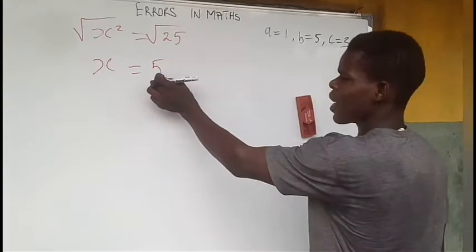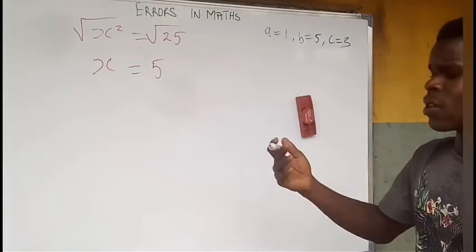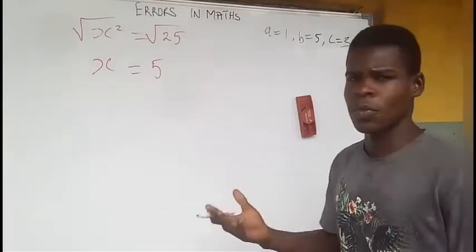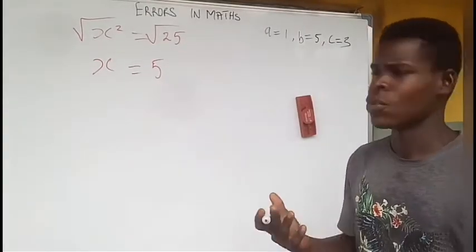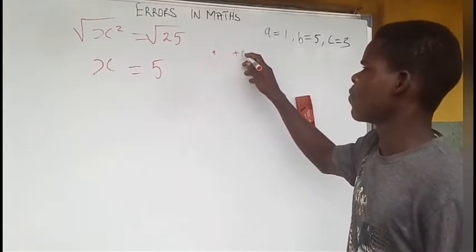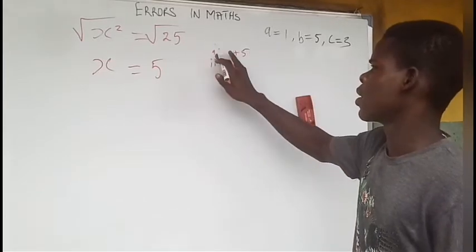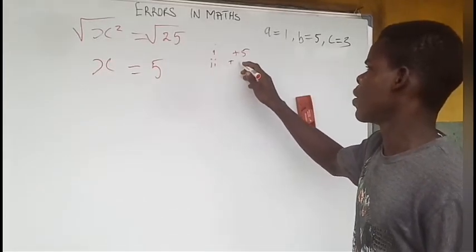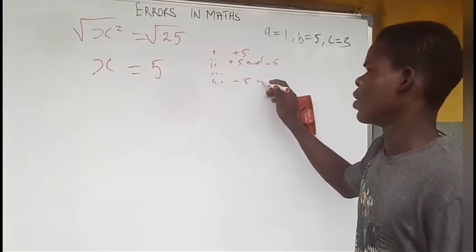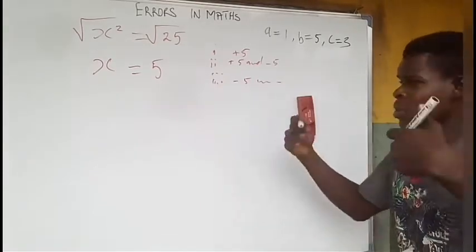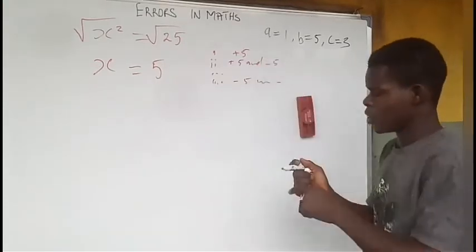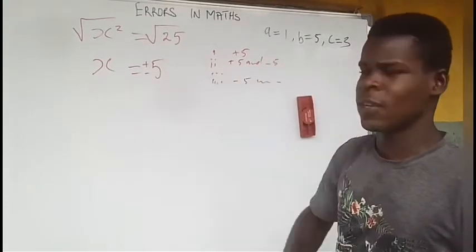But the question is, is it only 5? Okay? If you're solving, let's say, a multiple choice question, and you're given the options, and in the options you have: positive 5 only, positive 5 and negative 5, negative 5 only. Now, what do you think is the correct answer? It is not just only positive 5, it is positive or negative 5.